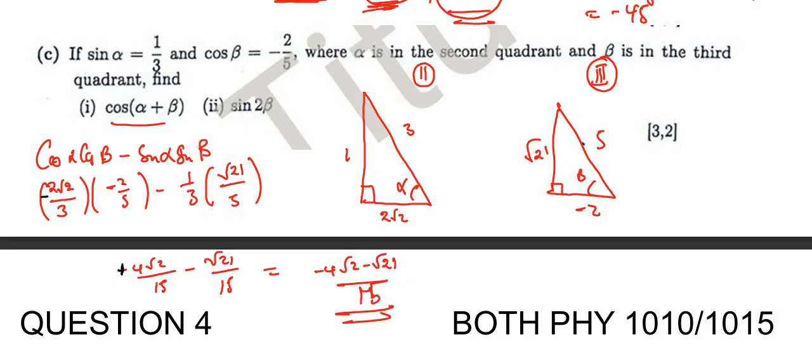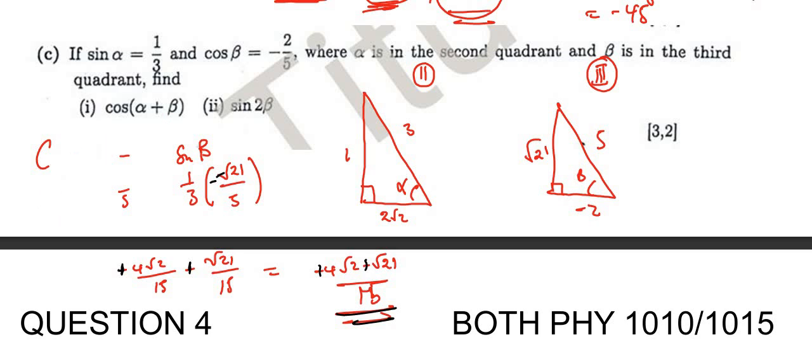So sine beta, we're dealing with the third quadrant, so sine beta also has to be negative. So this is going to be positive there actually. So yeah, everything has to be positive. This is how we're supposed to do it. Yeah, so you can just pause the video to attempt.